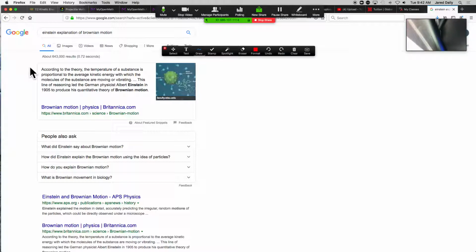So what he actually did is he took Newtonian physics, and he said, if Newton's physics is true for these particles, then there must be something running into the particles. There must be something hitting these particles. And his suggestion was that atoms were hitting the particles, that atoms in the fluid were hitting the particles.